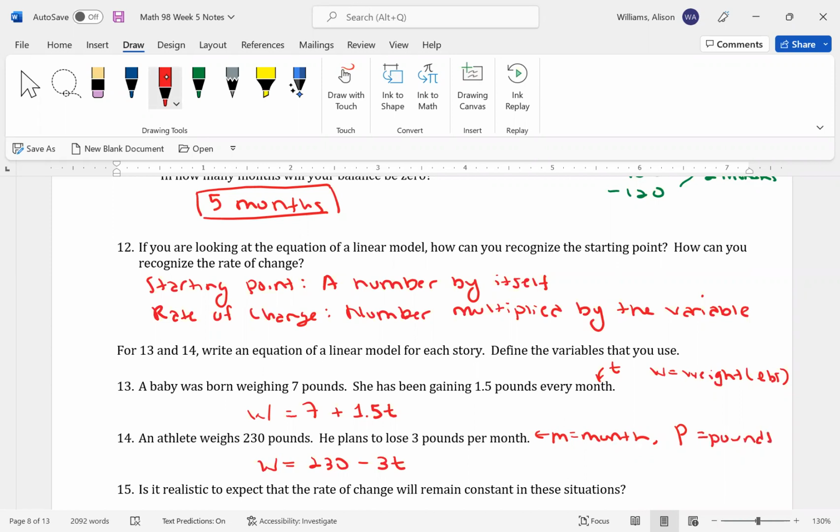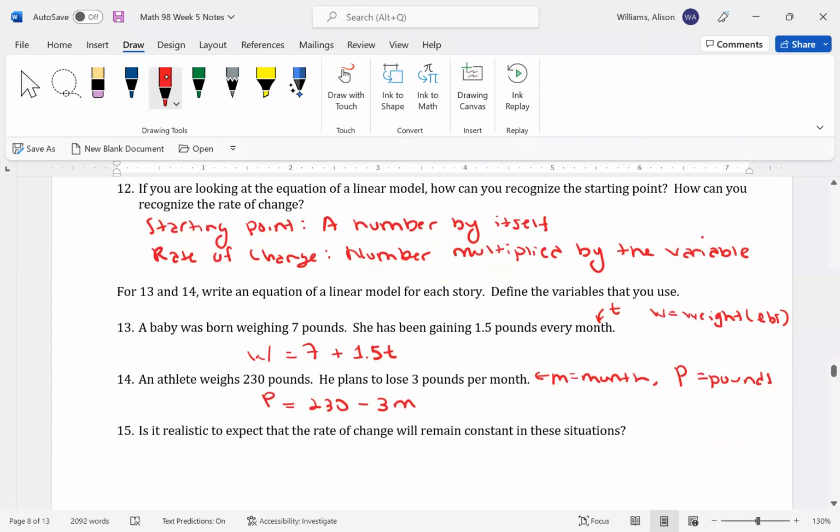So P and M, you don't have to change it if you already wrote it and you don't feel like it, but I want you to know they're the same thing. I can create whatever variables I want. Is it realistic to expect that the rate of change will remain constant in these situations? Well, no. First of all, a baby doesn't keep gaining weight at that rate forever, right? I mean, they may change too, depending on their age. So the answer would be no.